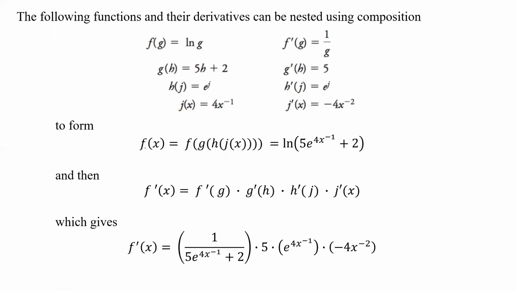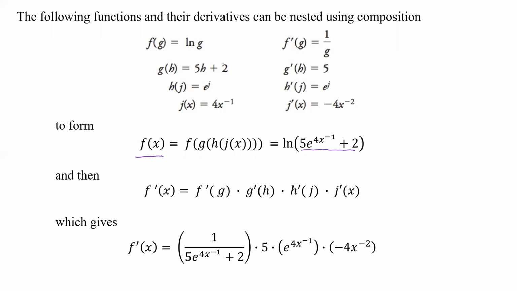So let's say we want to find f of x. What does that mean? Well, we're going to have to plug in j of x into h, and then plug that into g, and plug that into f. If we do that, we're going to plug in 4x minus 1 in place of j. So it's going to be e to the 4x minus 1. Now we have to plug that whole thing, which is now h, into here. So we'll have 5 times e to the 4x minus 1, and at this point we're right here, and then plus 2.